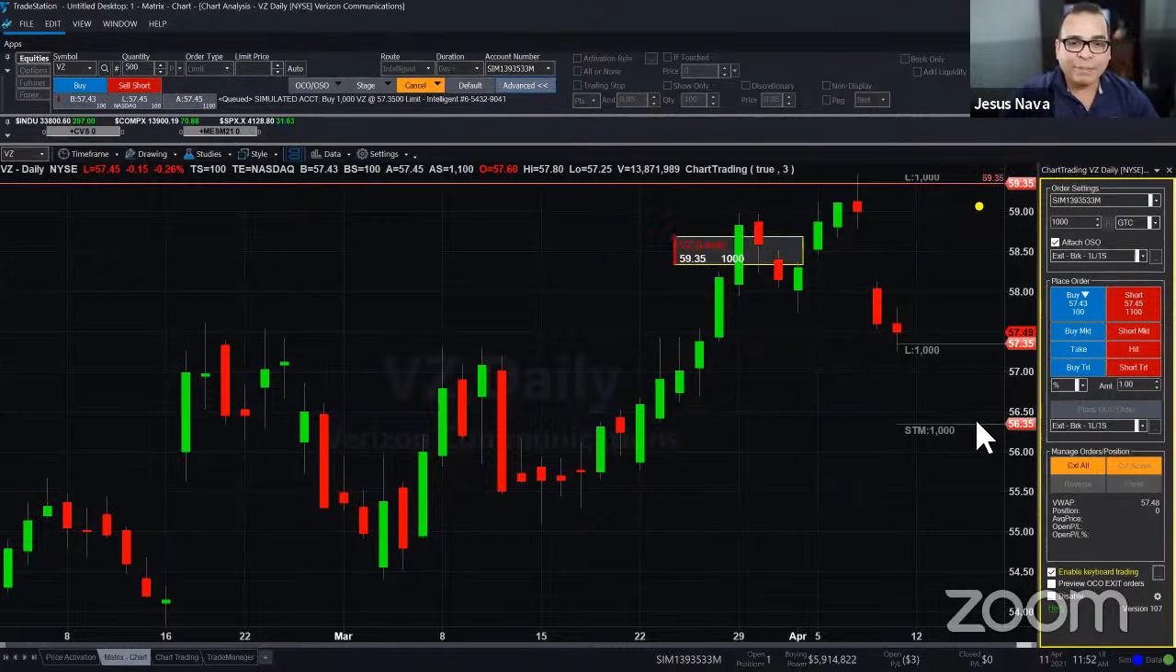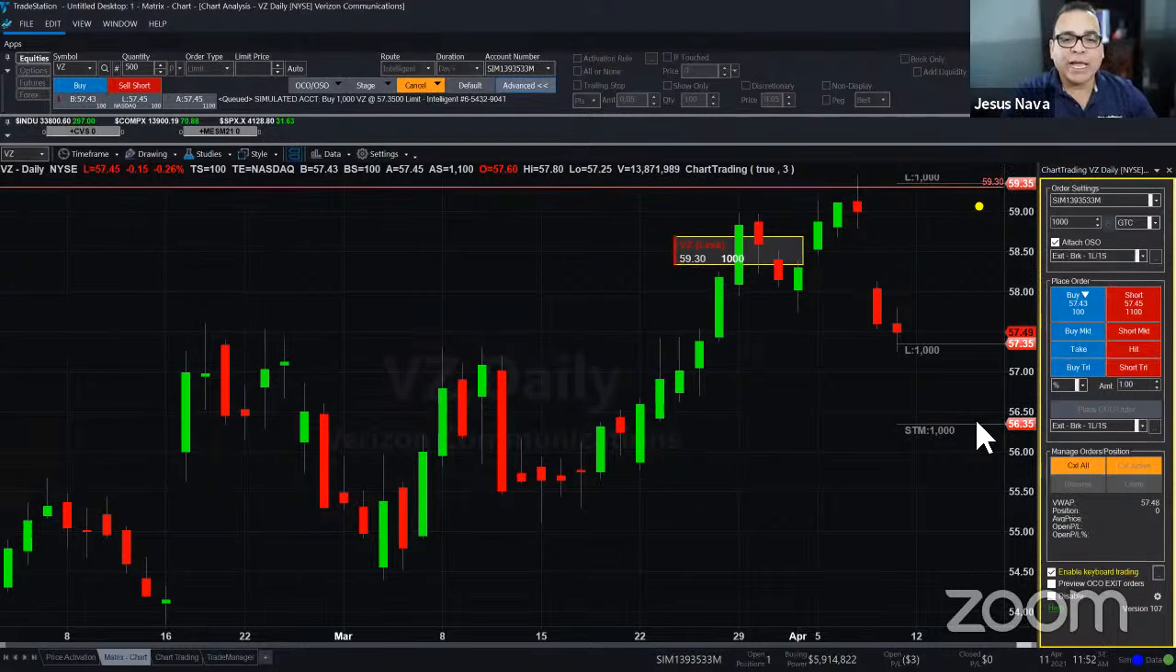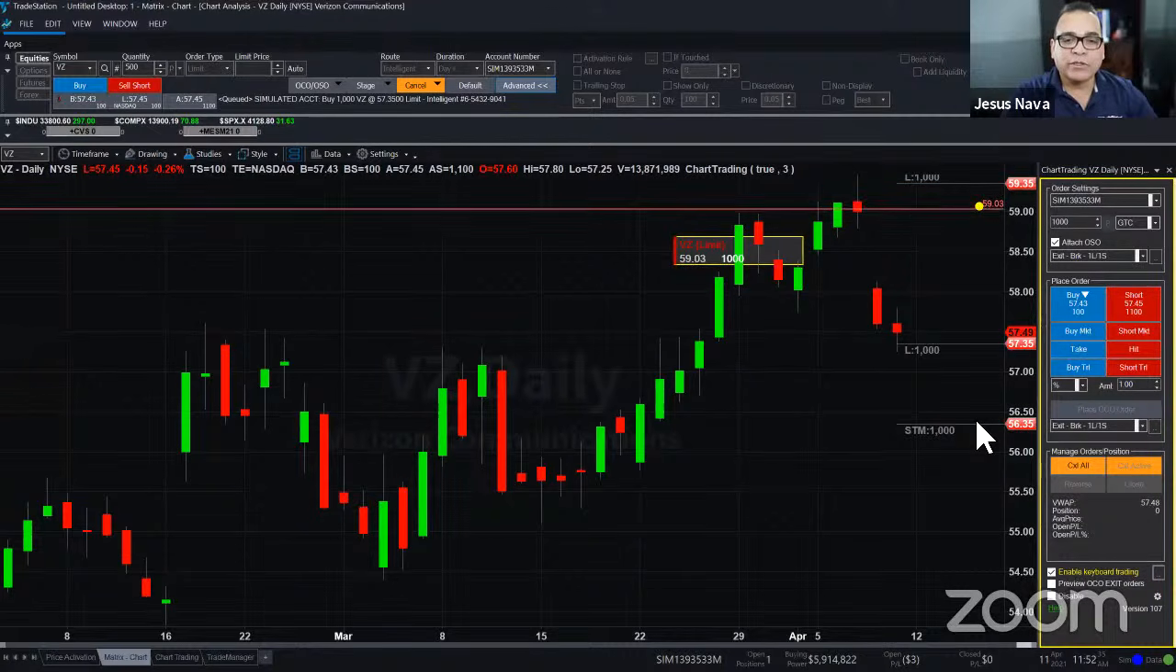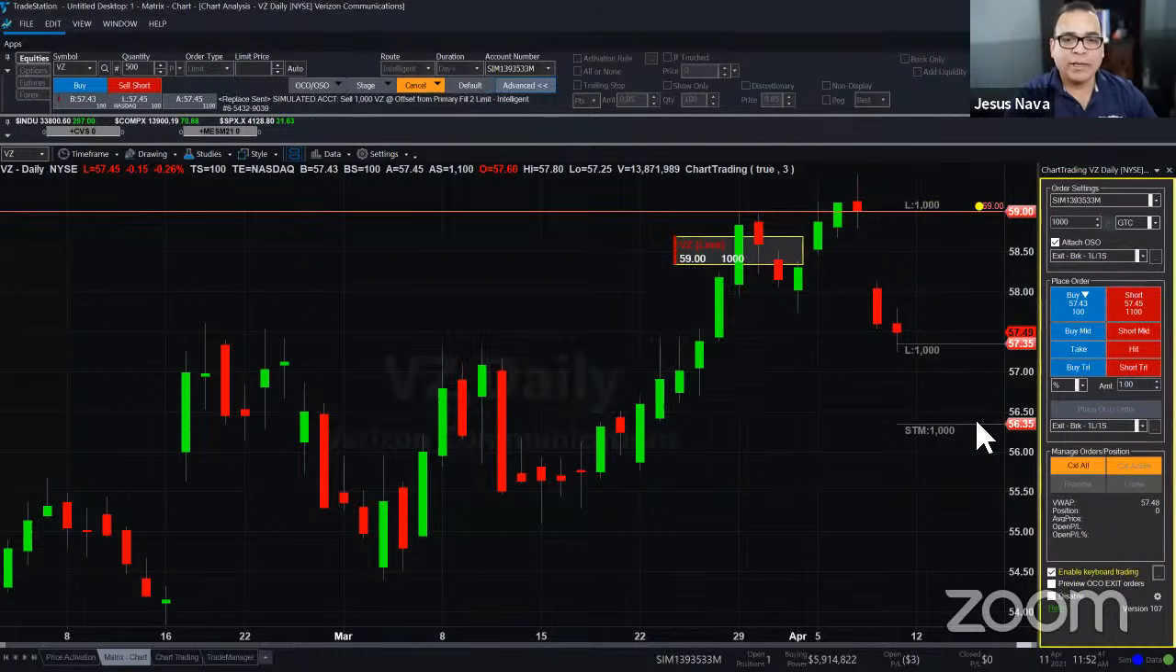I'm going to press the tab key. Notice that as I press the tab key, I'm going to be switching to different orders. For example, as soon as I press the tab key, I notice that it highlighted my target, allowing me to modify that. Let's suppose that I want to bring that down to 59 even. So I'm just going to go here to 59 even, and I'm going to hit the enter key. Okay. Once I do that, notice that I just changed that order.